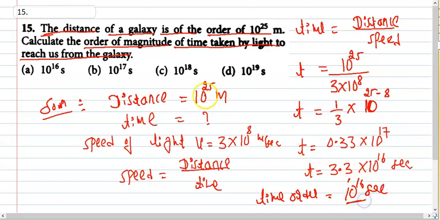Which option is matching for this one? Option A is the correct answer. But many students put the value 10 to the power of 17, which is wrong. The decimal point is shifted to keep two significant figures. So option A is the correct answer.